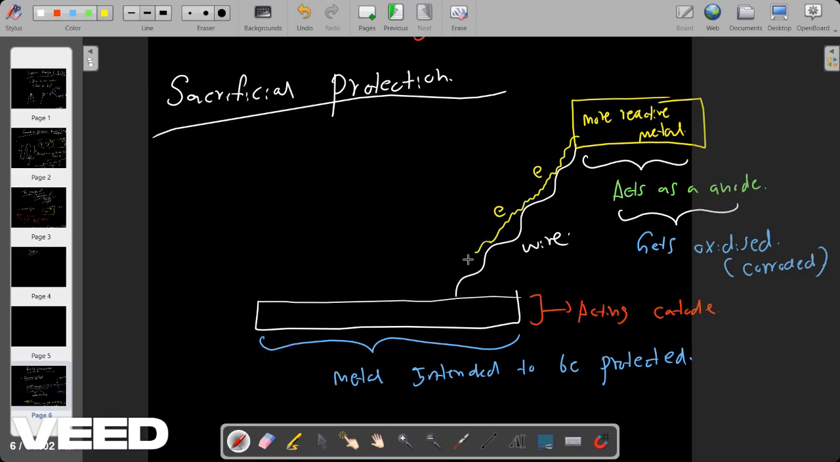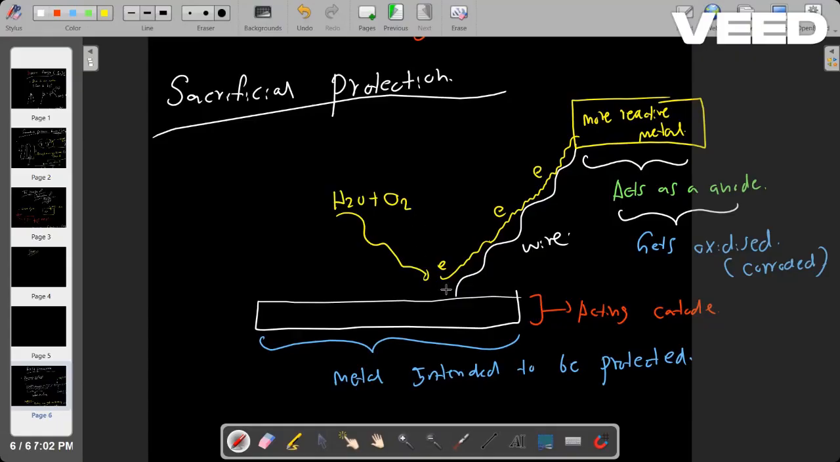So for this metal, nothing is happening even though it is exposed to water and oxygen. Right? Understood? Metal intended to be protected. Right? Okay.